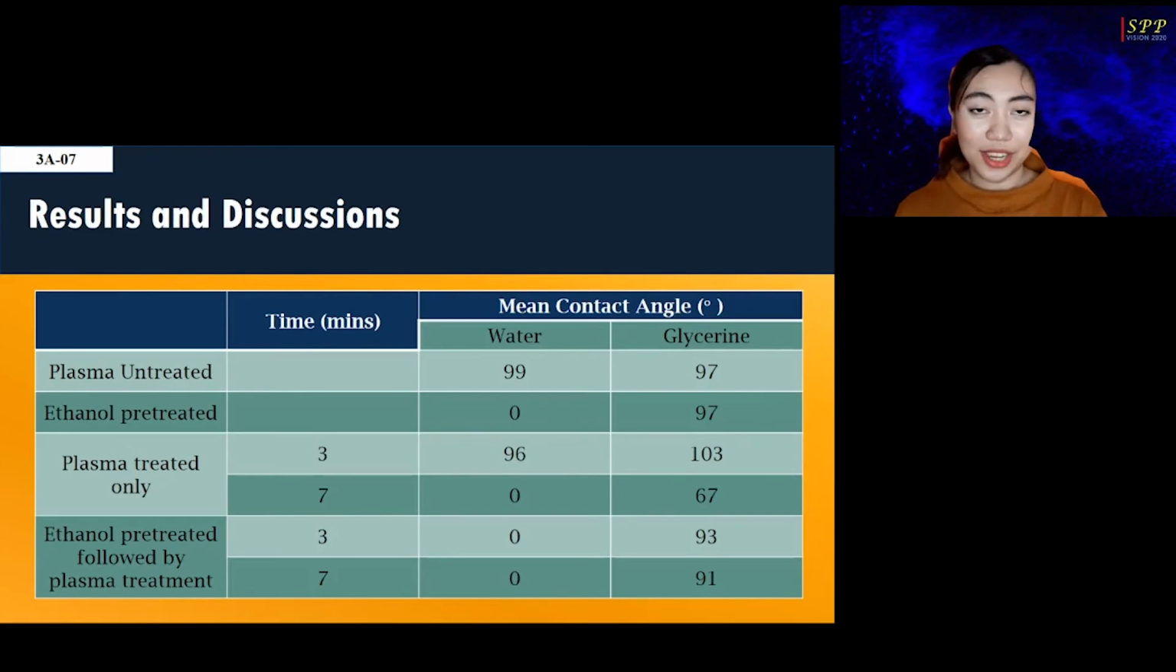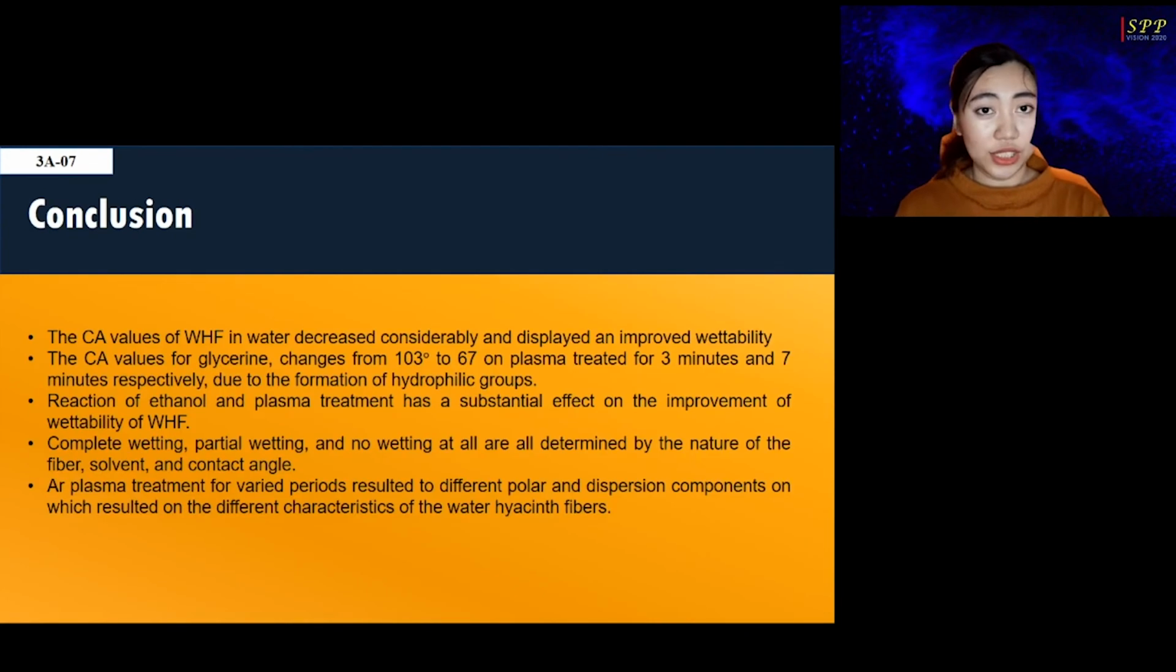The total surface free energy values of water hyacinth fiber are observed to increase, except for plasma treated and plasma untreated for 3 minutes, as shown on the graph. We concluded that after treatment, contact angle values of water hyacinth fiber in water decrease considerably and display improved wettability, while for glycerin it is due to the formation of hydrophilic groups.